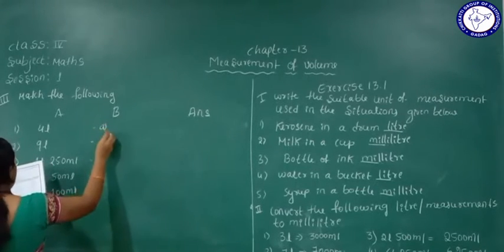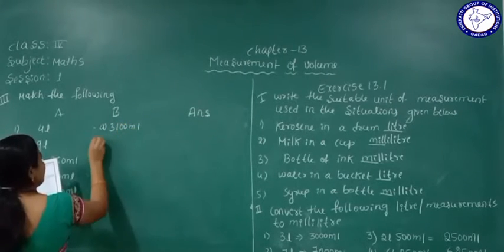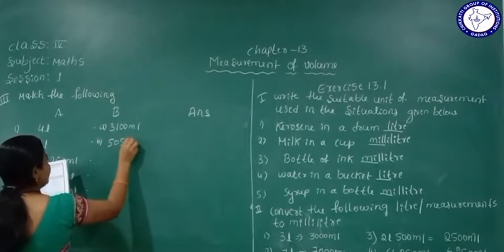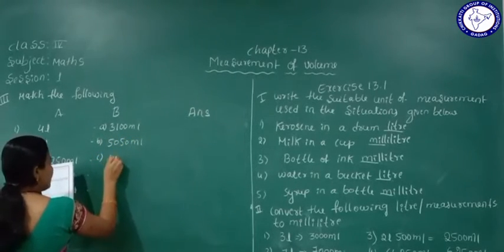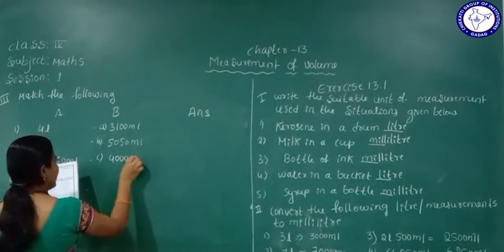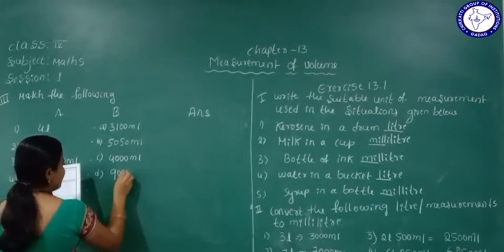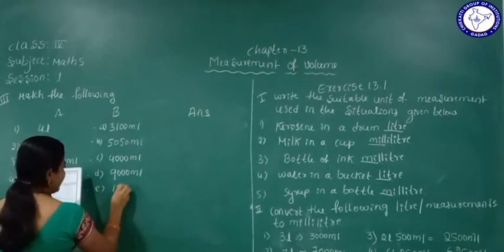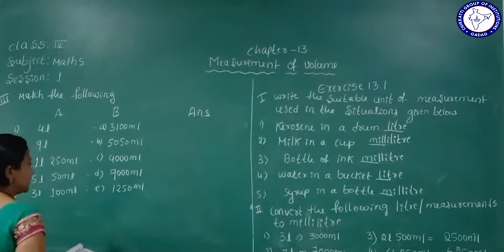A, 3100 ml, B, 5050 ml, C, 4000 ml, D, 9000 ml, E, 1250 ml. Yes, so we will write the answers.